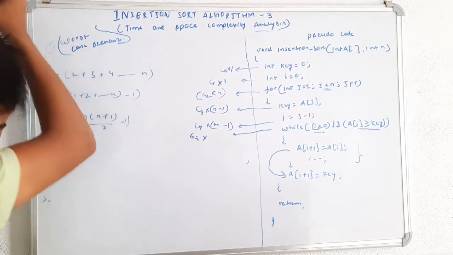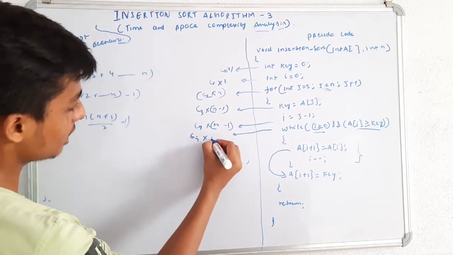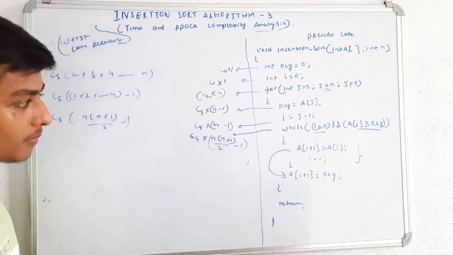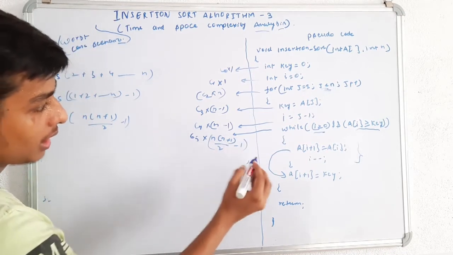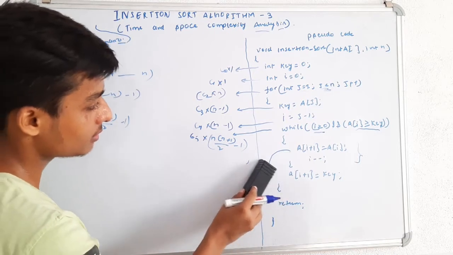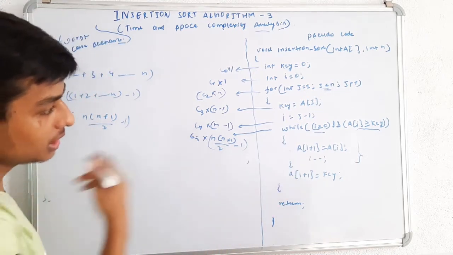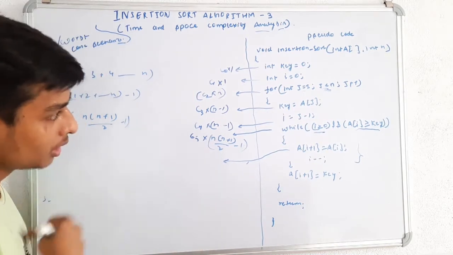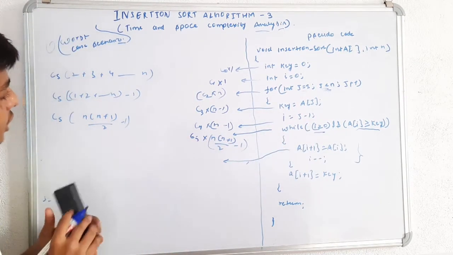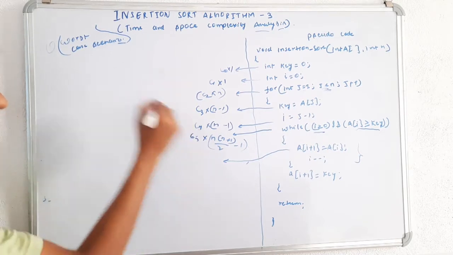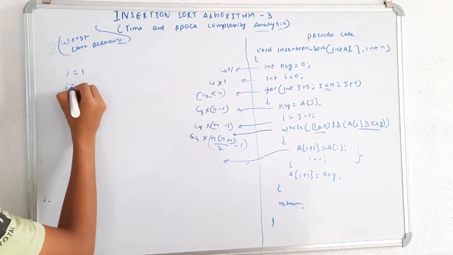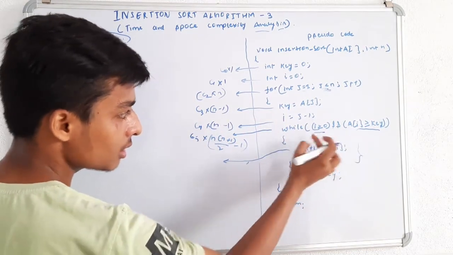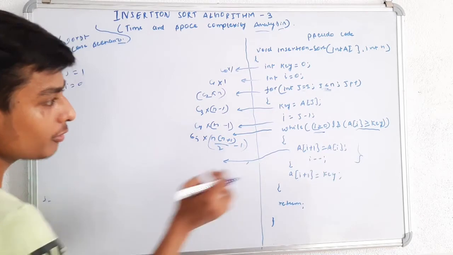Okay, so let's write here what is the running time. N plus 1 by 2 minus 1. Okay, now let's see the running time for this statement. When the value of j is equal to 1, I is 0. So when I is 0, how many times will this statement be executed?